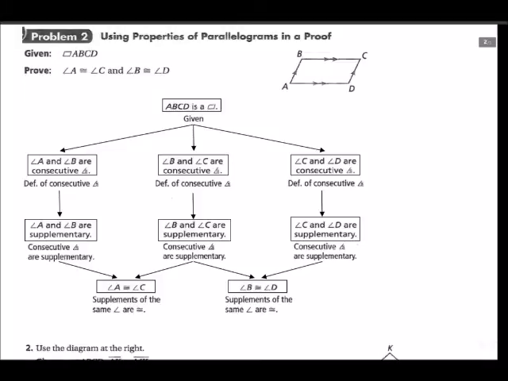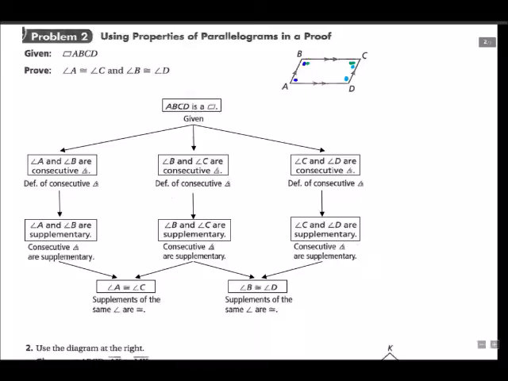This one's kind of a neat one. We're given we have a parallelogram, so we know our sides are parallel. We want to prove that our opposite angles are congruent. Well, what do we have that lets us do that? I know that these are consecutive angles, just by definition of consecutive angles. There's the first line of our proof there.